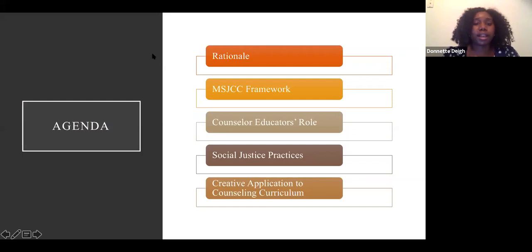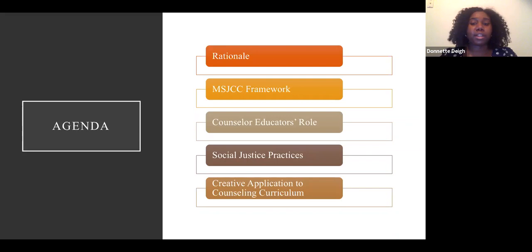So this is our agenda for today. We will be talking about the rationale of really why we decided to share this topic with you all. We will introduce the framework. If you're not familiar with the framework, we will talk about it a little bit. We want to know how you're able to use this framework with your social justice practices, and also how you're able to apply these things into the counseling curriculum.